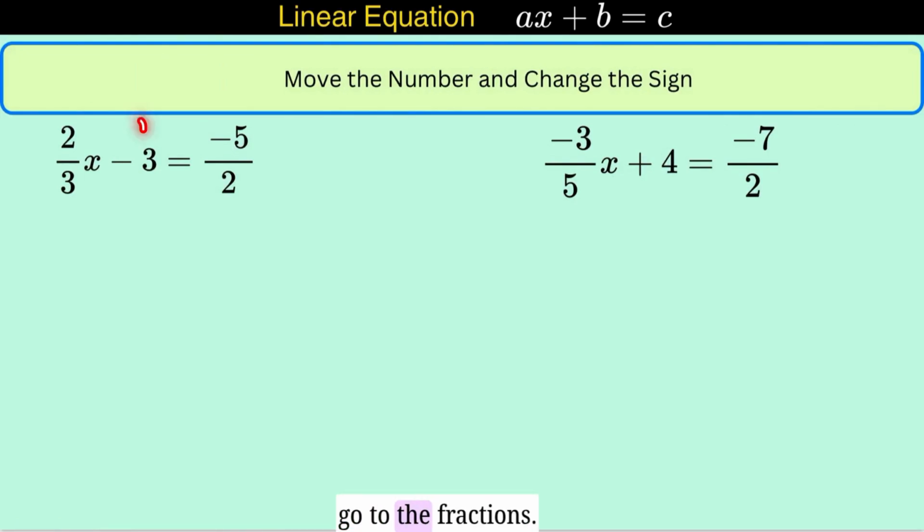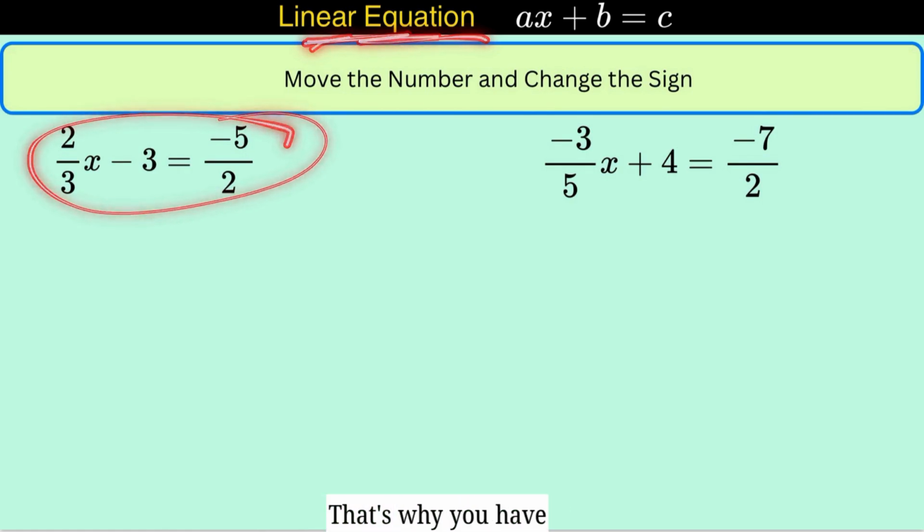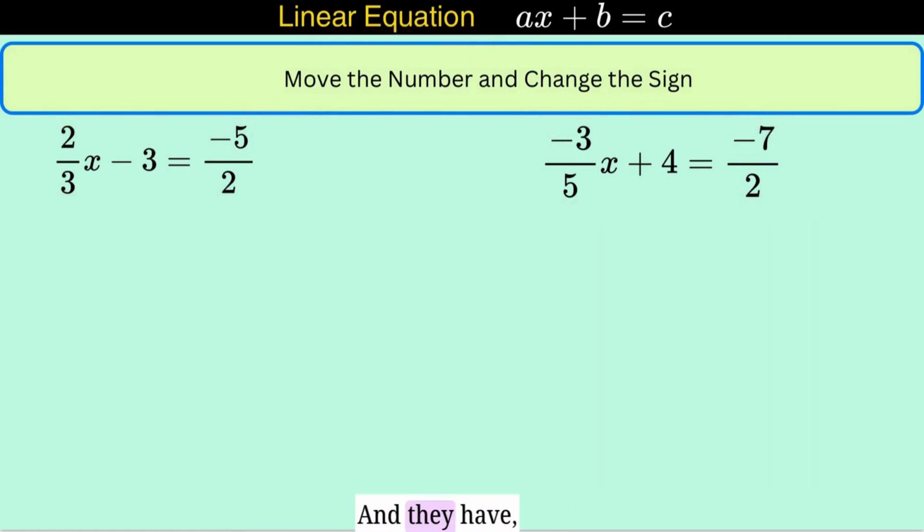Now we're going to go to the fractions. Linear equations, but they have fractions. That's why you have to know this stuff. And by the way, I have a video on each topic you need for this linear equation.